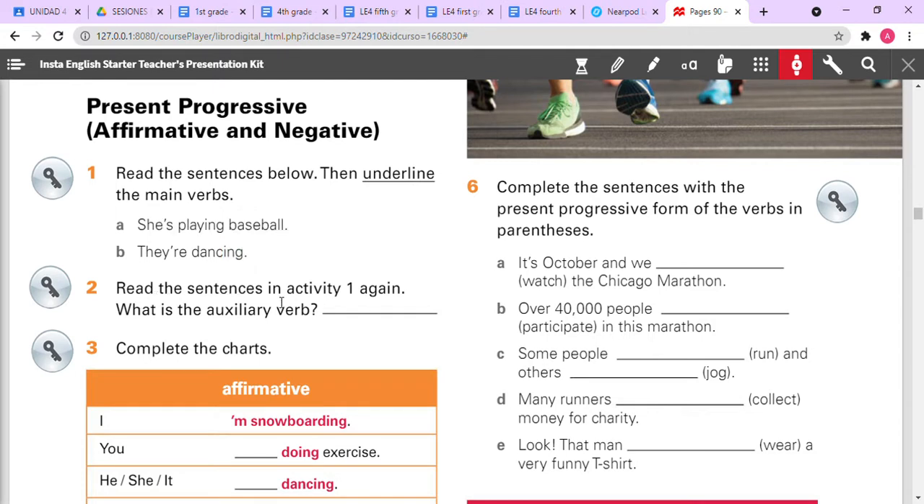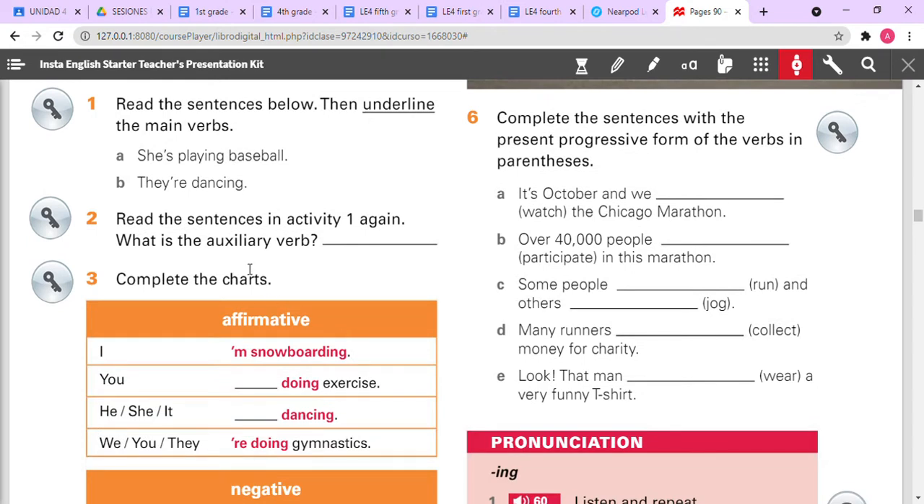Number 2. Read the sentences in activity 1 again. What is the auxiliary verb? So there is a verb that helps the other verb, the main verb. Can you remember playing and dancing? There is another verb. What is the auxiliary verb? Yes, it's this one, and that one. But we call it the verb be, okay? The verb be.